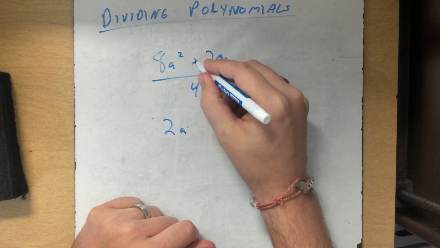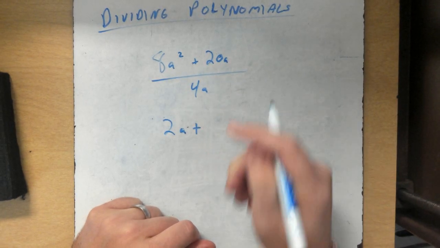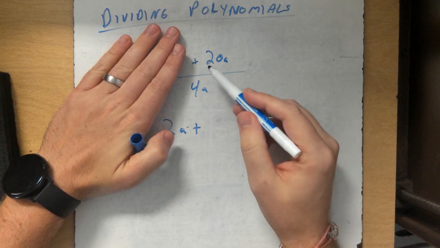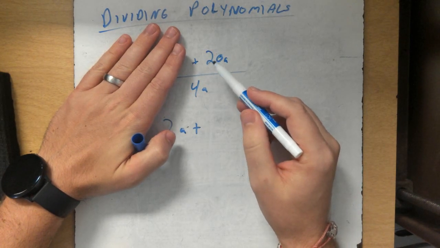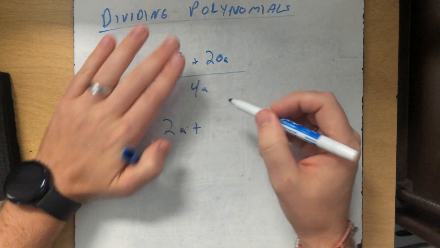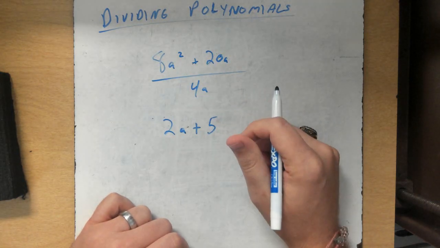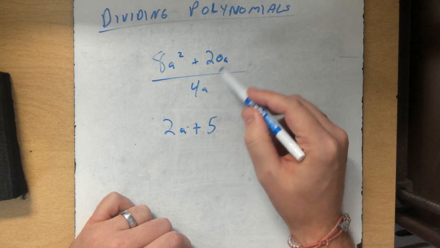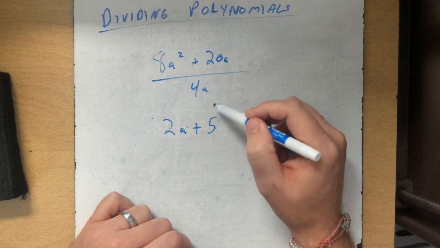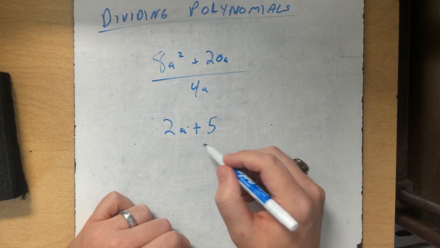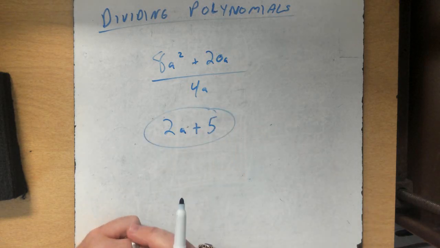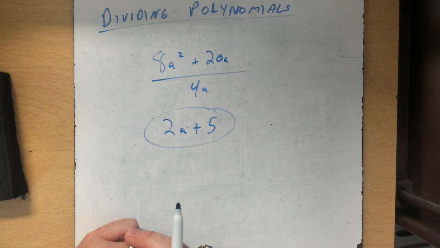Because it's a plus here, we know it's going to be a plus here. We look at our second part. Once again, look at our big numbers: we have 20 and 4. 20 divided by 4 gives us 5. Now they each have an a, so because they each have an a, they cancel out. We don't need to add anything more to this. The bottom part is canceled out completely. And this is our final answer, 2a plus 5.